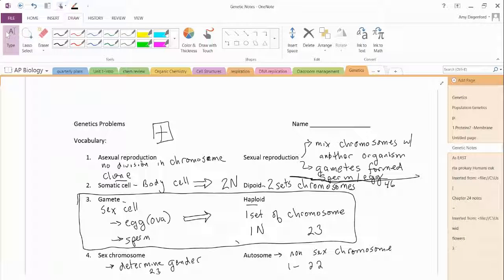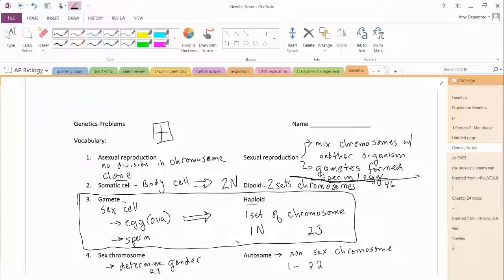Hello, I just want to get us started with our genetics unit with some vocabulary. Now, I've already written them down on here, so you are welcome to pause when you need to.